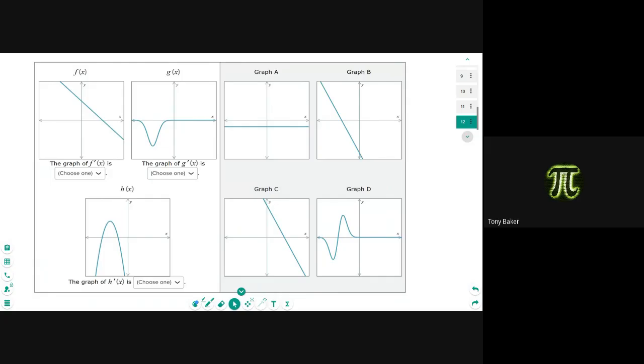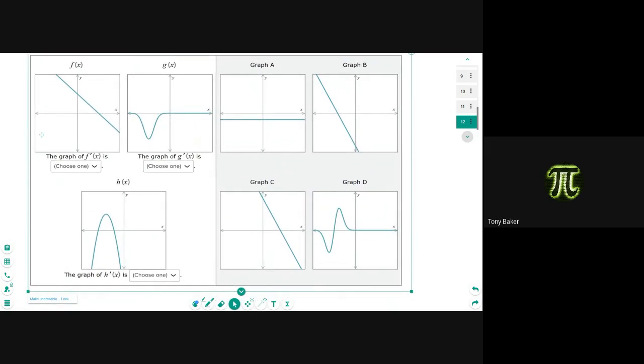All right, f of x. Why? Because f of x is linear, so we're going to have a constant, so we're going to have a horizontal derivative. And no, I'm not going to make it easy on you.